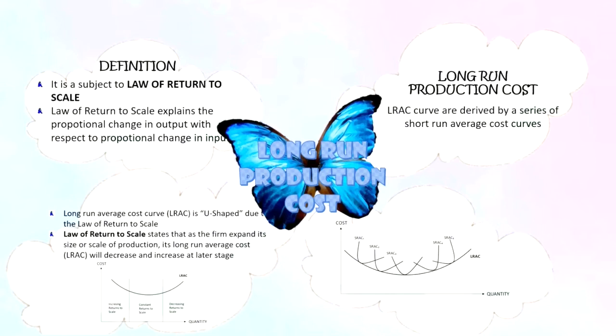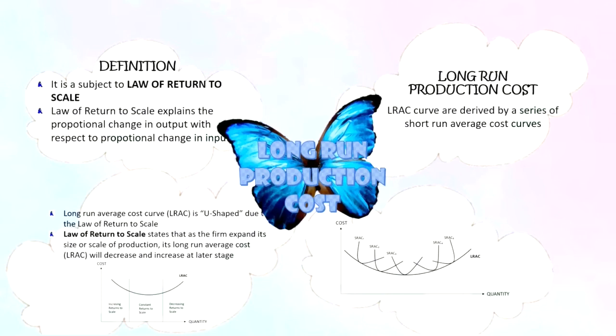As we see the graph right now, this is the graph that shows the U shape of LRAC. At the first part of the graph, it shows increasing returns to scale, and at the middle part, it shows constant returns to scale, and at the end of the graph, it shows decreasing returns to scale. This is the type of scale of production that I just explained just now. So we proceed to long run production cost.